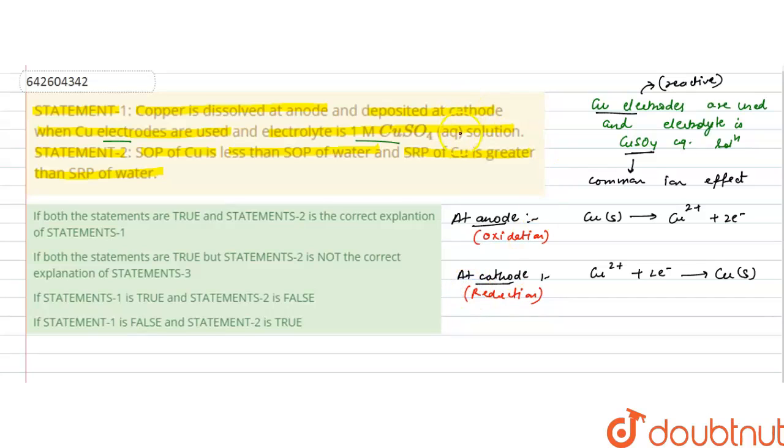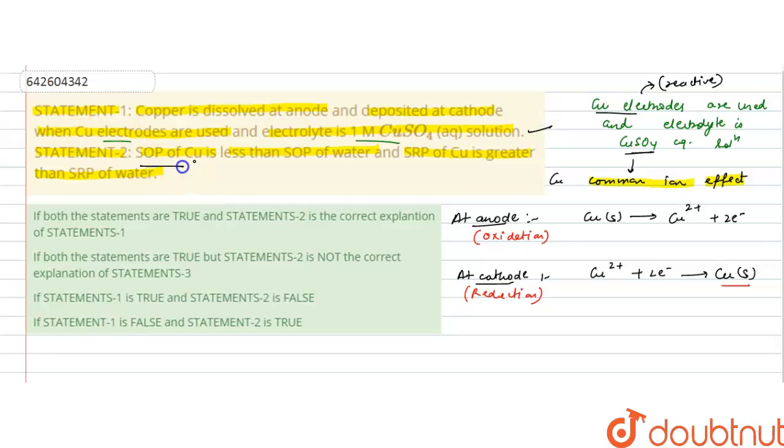So this is the correct statement, that at anode the copper is dissolved and at cathode the copper is deposited using the copper electrodes and copper sulfate aqueous solution. It is due to the common ion effect of copper. So at anode and cathode they are dissolved and deposited. Now, the first statement is correct.